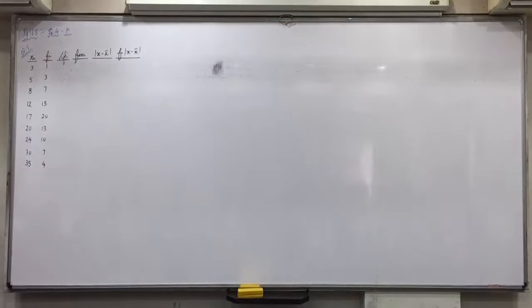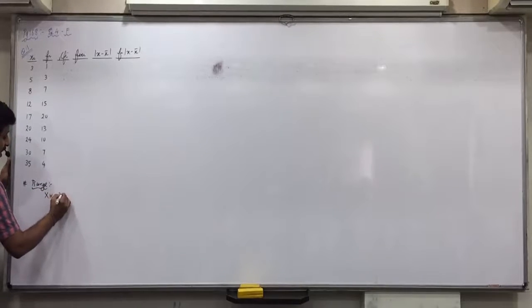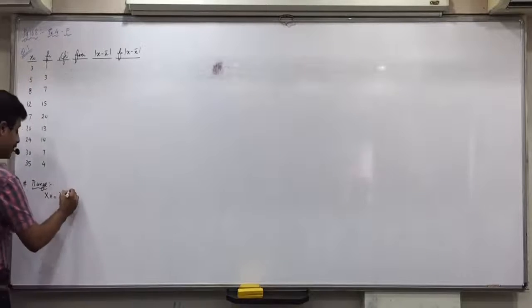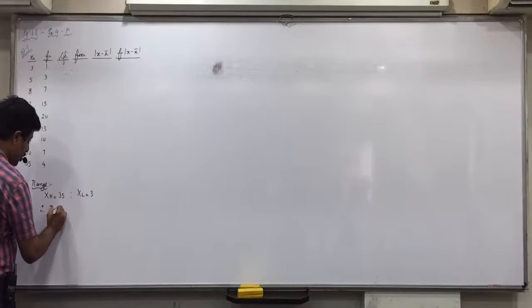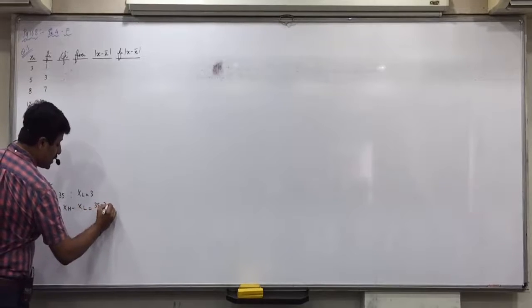Complete silence please. Now, first of all, we have to find range, quartile deviation, mean deviation, three things. For range, no workings are needed. Directly we can find the range. XH is the highest observation, that is 35. Any doubt in this? XL is the lowest observation, that is 3. Now range R is equal to XH minus XL, 35 minus 3, that is 32.